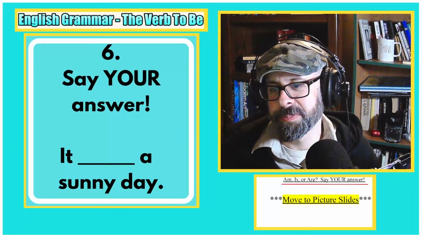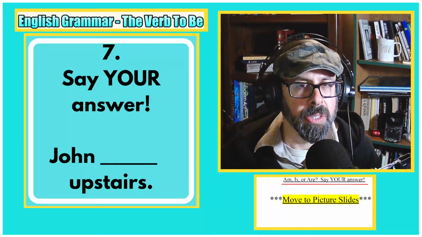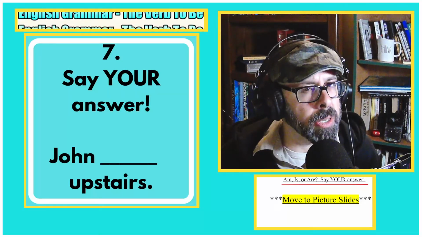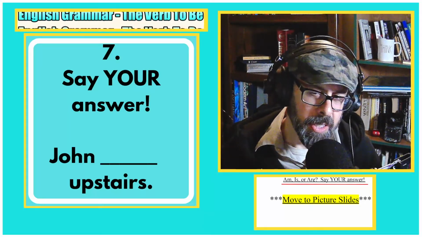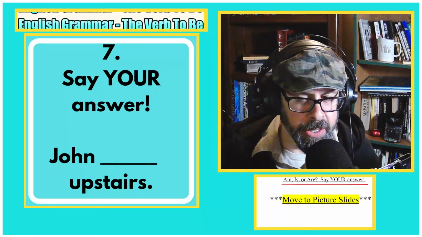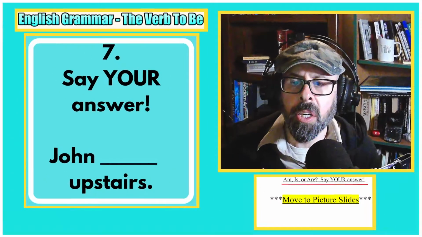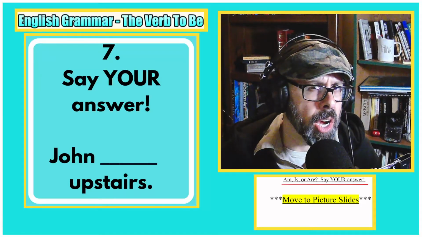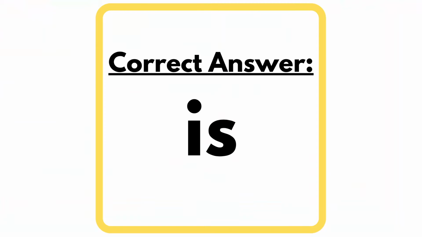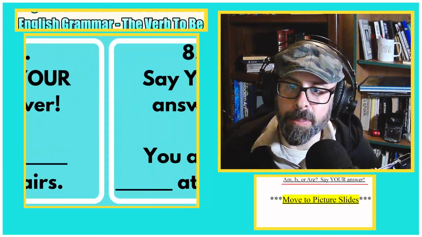Number 7, say your answer. John, blank, upstairs. Which one is correct? Am, is, or are? John is upstairs. Correct answer, is.